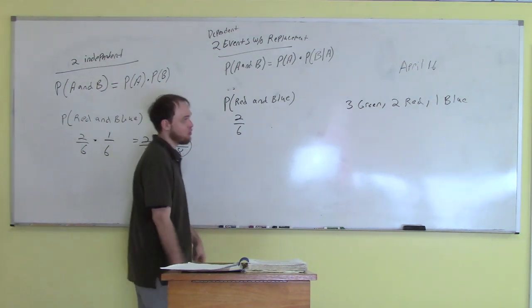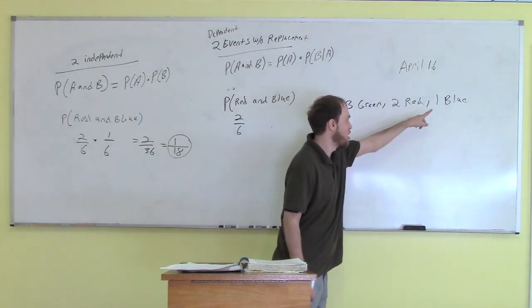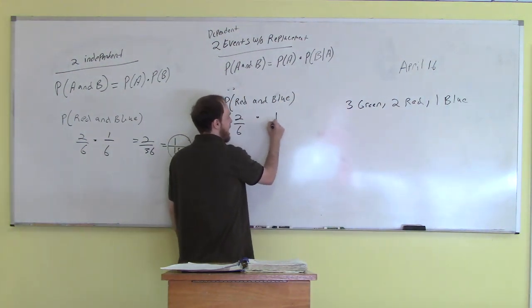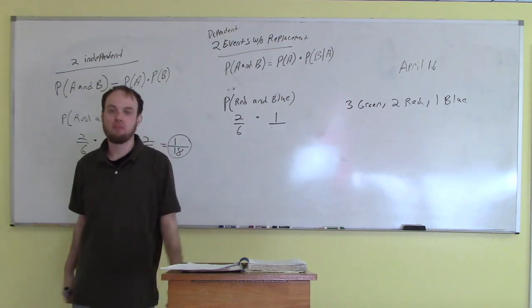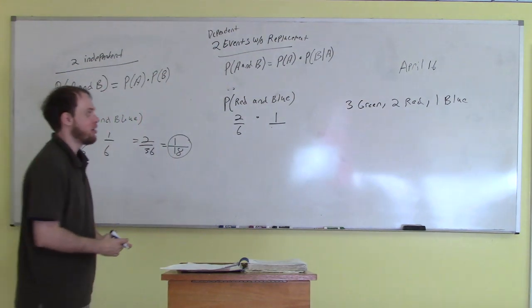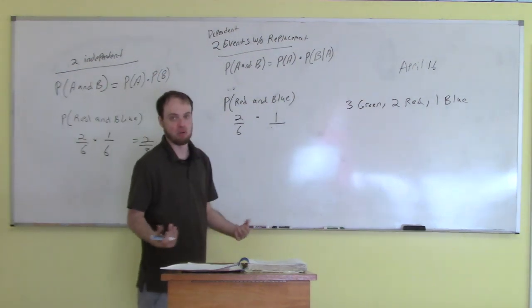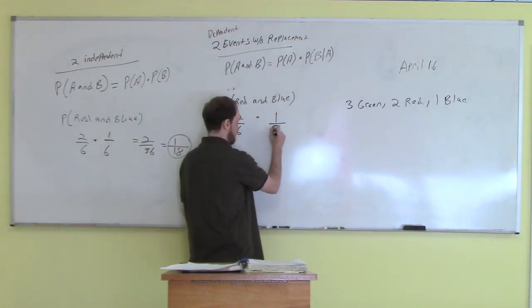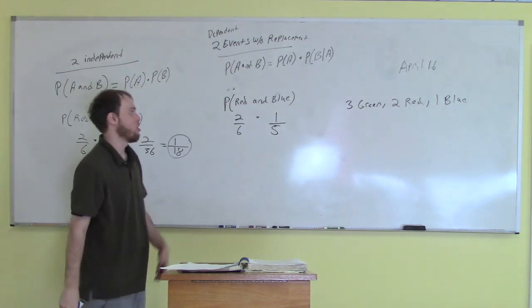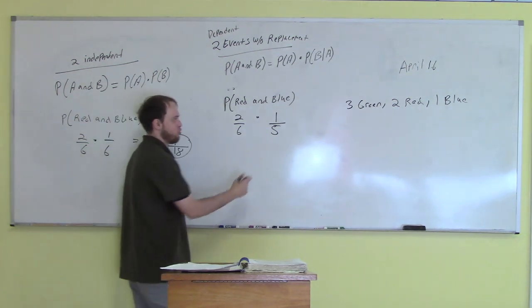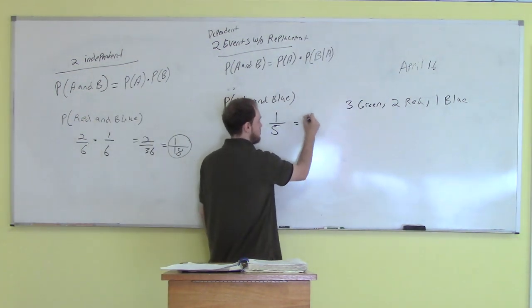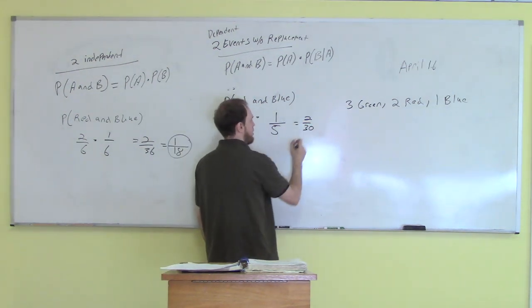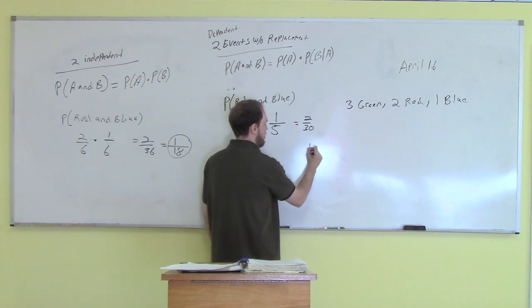It's still the total number of blues, so it's 1 blue. But now instead of having 6 marbles that I chose out of, I only have 5 marbles because I already picked one out and kept it. And so it's just times 1 over 5. So 2 times 1 is 2, and then 6 times 5 is 30. And so that reduces to 1 over 15.